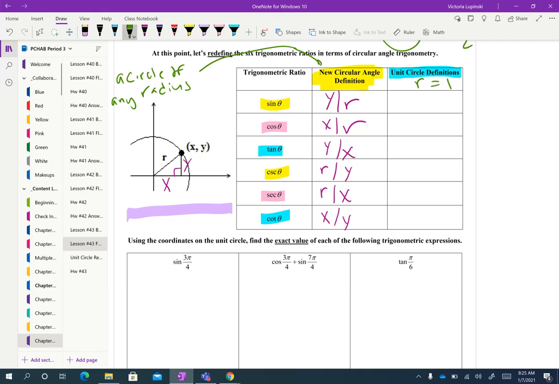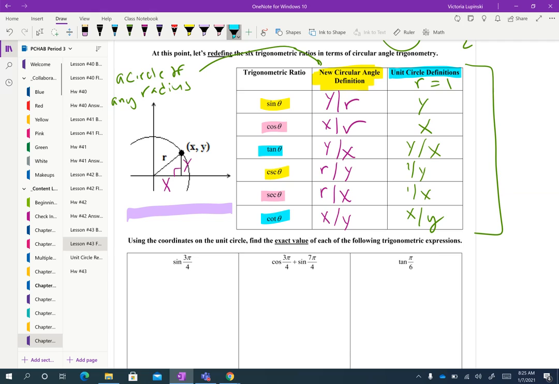So if I change y over r to y over 1, that essentially means that sines are just y values, cosines would be x values, and tangent would continue to be y over x. If I do the reciprocals, the reciprocal of just y is 1 over y. The reciprocal of x is 1 over x, and the reciprocal of the tangent would be x over y. So these are now going to be our unit circle definitions.